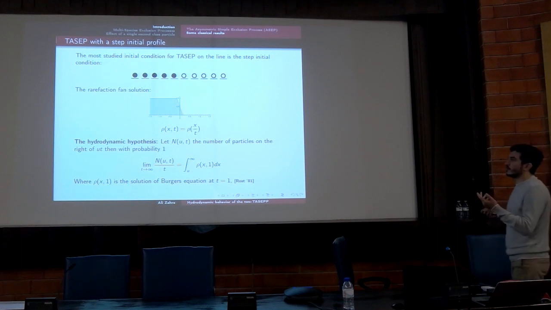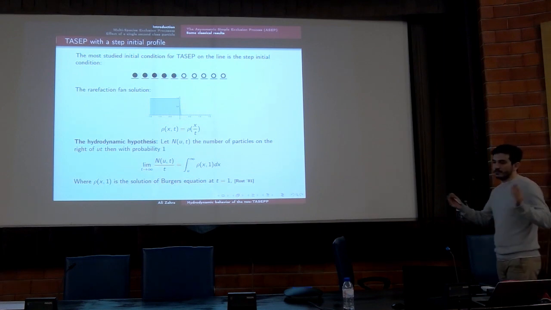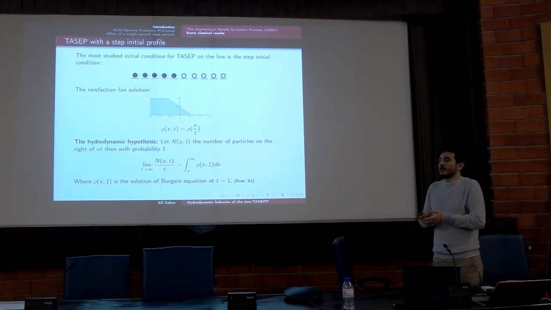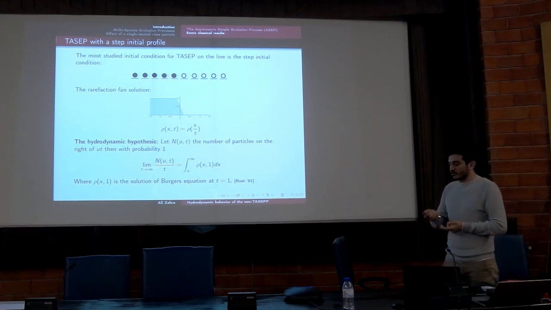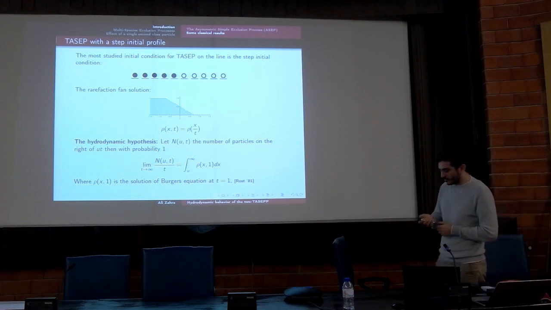Probably the most studied initial condition is the step initial condition. You solve Burgers' equation for this initial condition, and you simply get a linear profile. So if you rescale the space by the time, then you have a limit shape, which is just a segment. This has of course been rigorously proved by Rost. You can state it in a rigorous way, and it is not only proved for this initial condition, but for a very wide class of initial conditions.